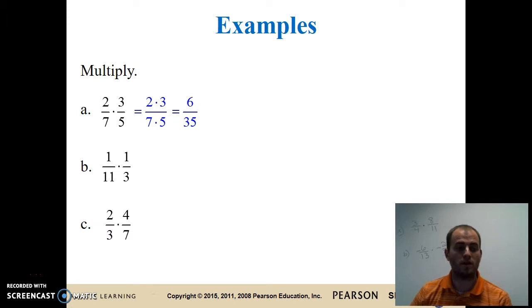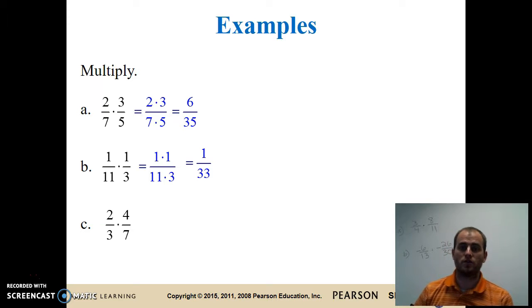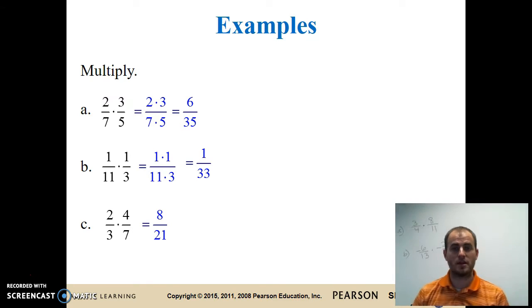So for letter B, 1/11 times 1/3. To multiply, you multiply straight across. So 1 times 1 and 11 times 3 gives us 1 over 33. And 2/3 times 4/7 for letter C. Multiply straight across. 2 times 4 is 8, and 3 times 7 is 21. Make sure that's reduced. Nothing goes into both 8 and 21. So again, to multiply fractions, you multiply straight across.